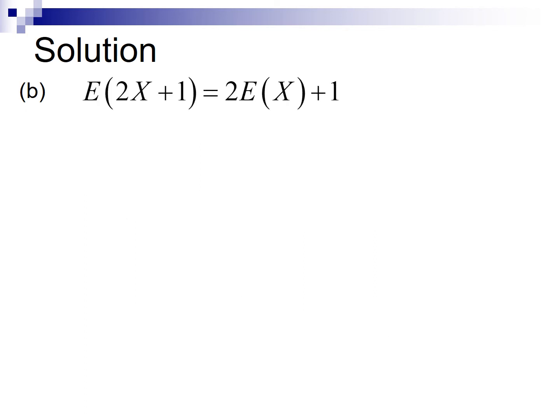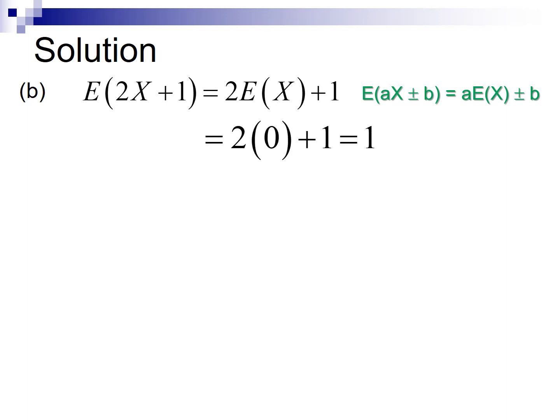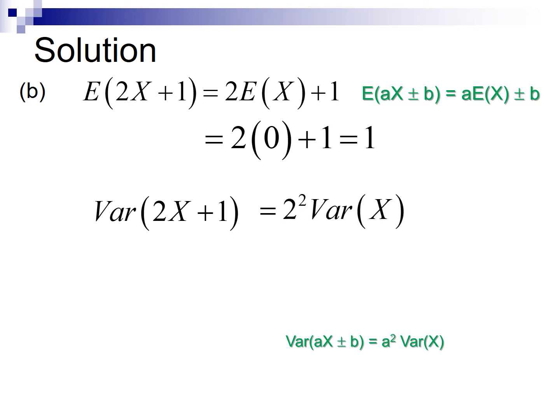The first one is, remember the law. If we have E(2x plus 1), so it must be 2E(x) plus 1. So our expected value of x is 0, substitute, we have 1. But the variance of 2x plus 1 using the law is, the law states a squared variance x, so we have 2 squared variance x, 4 times 1 over 2, so we have 2. Okay, so you see now how the law makes the calculation simple.